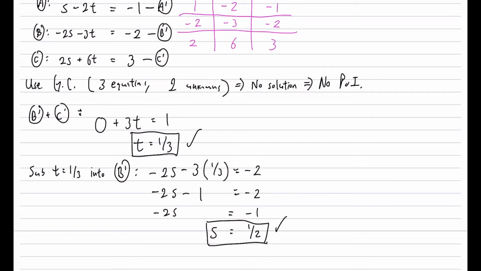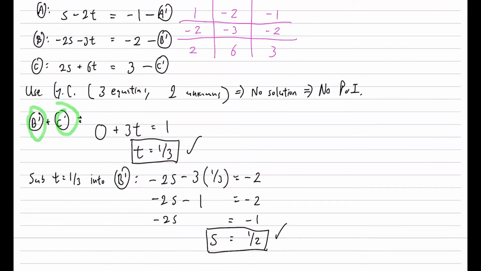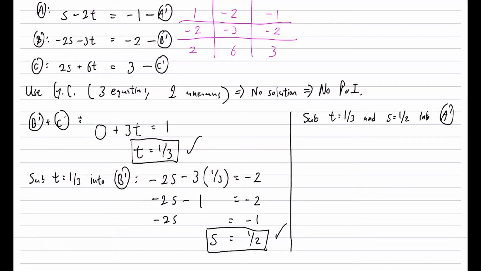Which equation have I not used? A prime, B prime, or C prime? The C prime. No, I used that already. I used C prime. A prime I haven't used. So what should we do with t equals 1 third and s equals half? Sub into A prime. Exactly. So let's check what we get.